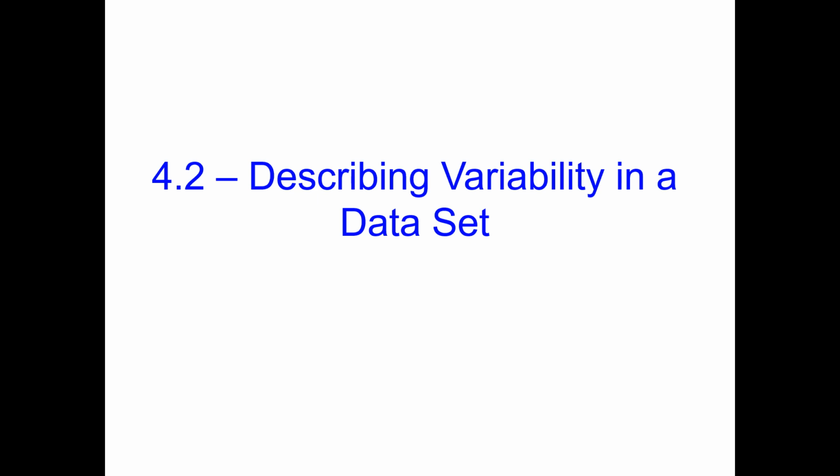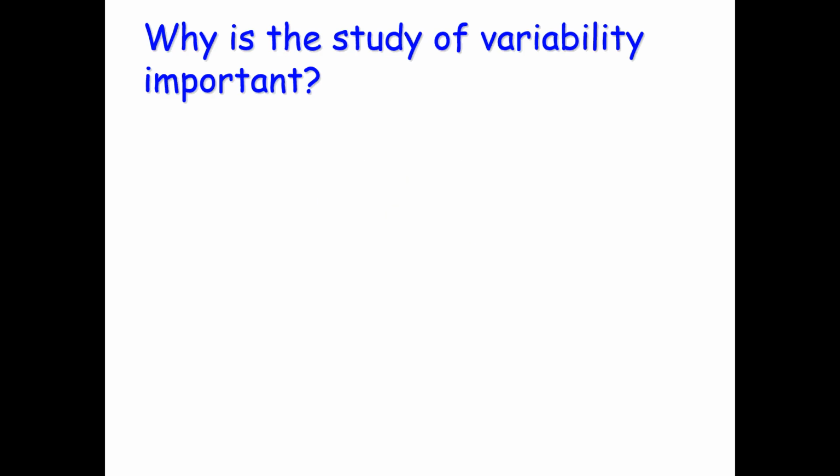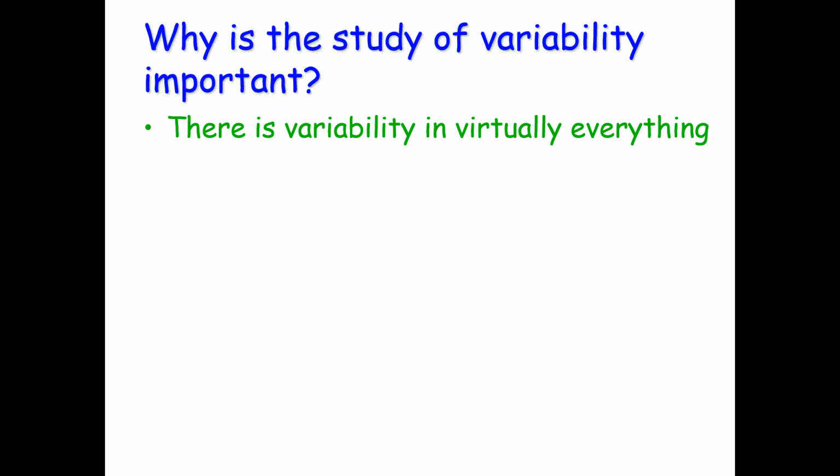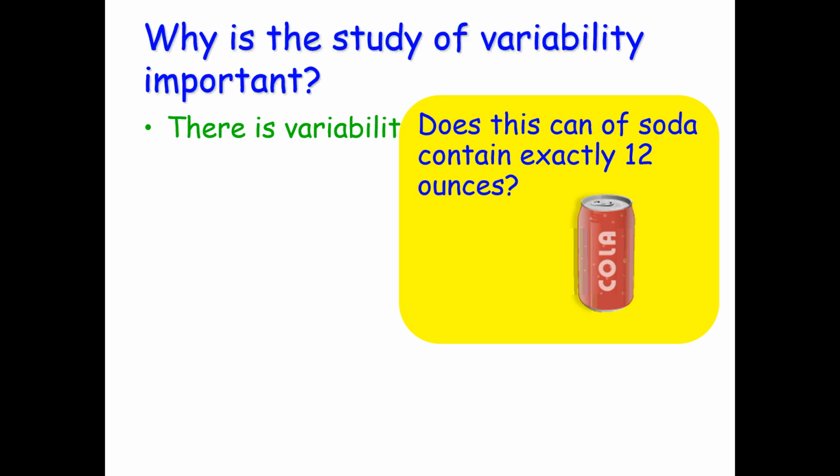In this video, we're going to be talking about describing variability in a data set. Well, why is the study of variability important? Well, there's variability in virtually everything. For example, take this can of soda. Does this can of soda have exactly 12 ounces? And can you be sure that the next can of soda that you open has exactly 12 ounces?